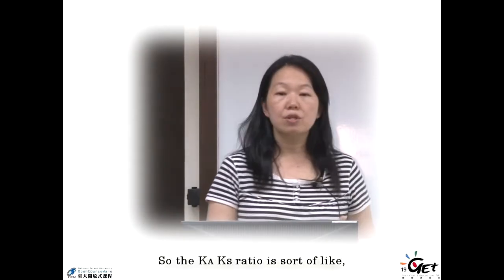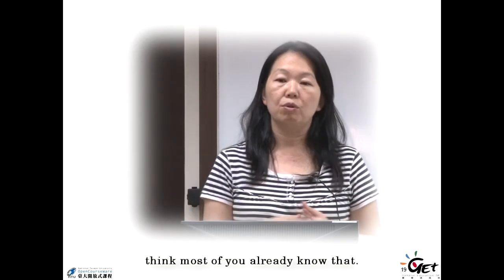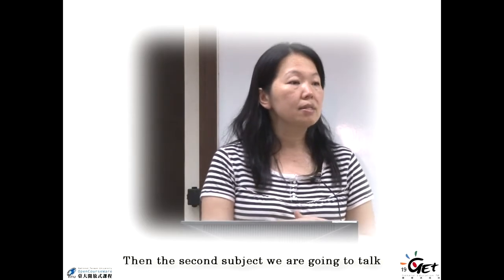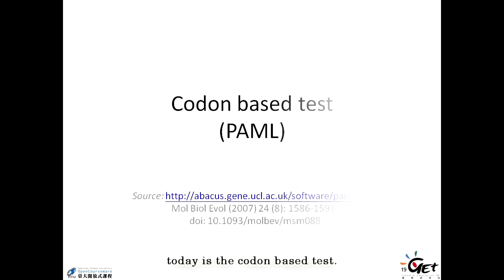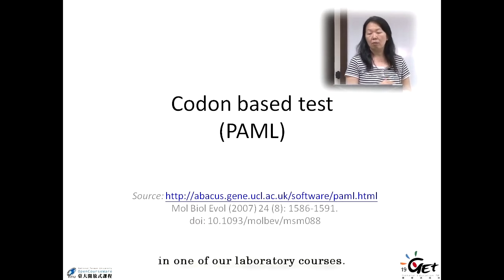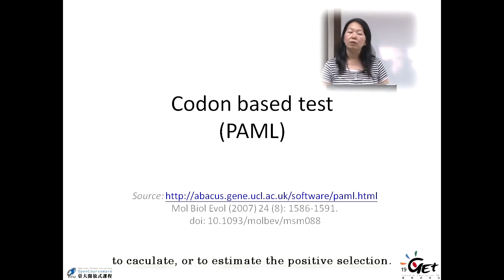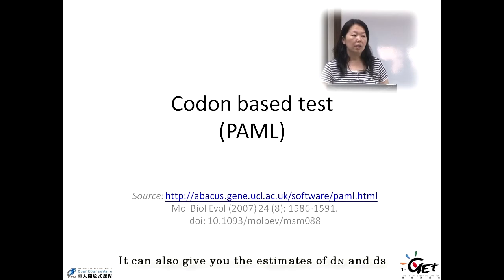So the Ka/Ks ratio is sort of like we already mentioned, and I think most of you already know that. Then the second subject we are going to talk about today is the codon-based test, and most of it is done by PAML. You will learn PAML in one of our laboratory courses, using PAML as a software method to calculate or to estimate positive selection.